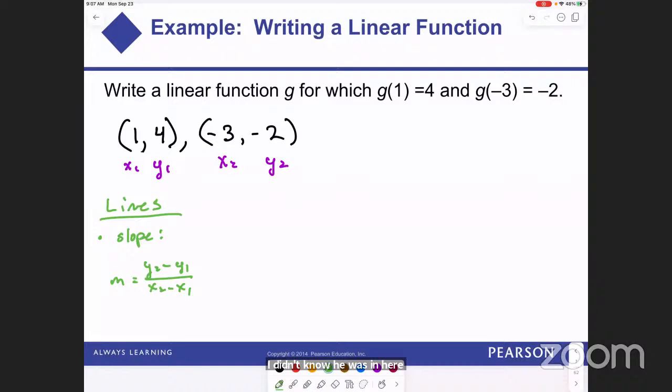I wonder if I can put it there. Did he come in here with you? No. Let me see.